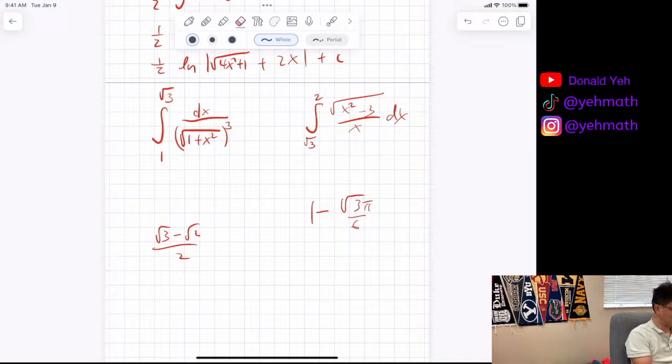There's like multiple ways to do it. You could also split it to like sine over cosine.